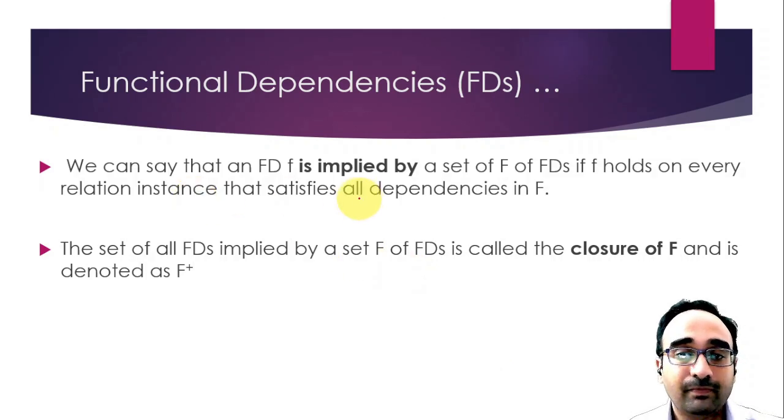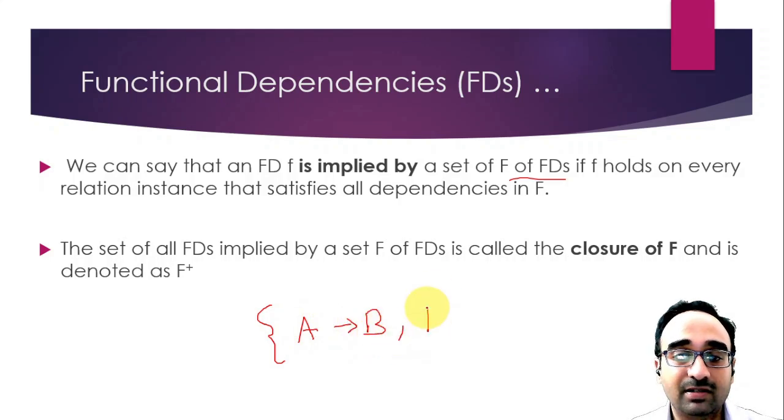Now if you are given a set of FDs, let's say the set of FDs you are already given are A to B, and let's say you are also given another functional dependency B to C.